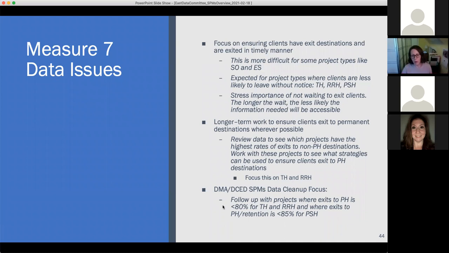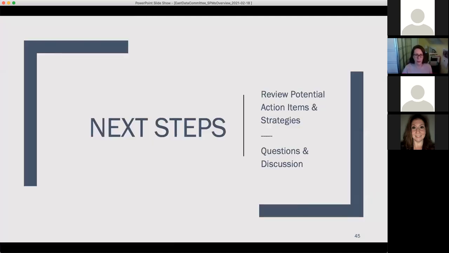And again, we have these sort of thresholds that we establish for our data cleanup, which is exits to PH under 80% for transitional housing and rapid, and then we follow up if it's under 85% for PSH. We just want to make sure that we're seeing accurate data. We follow up with projects on that.